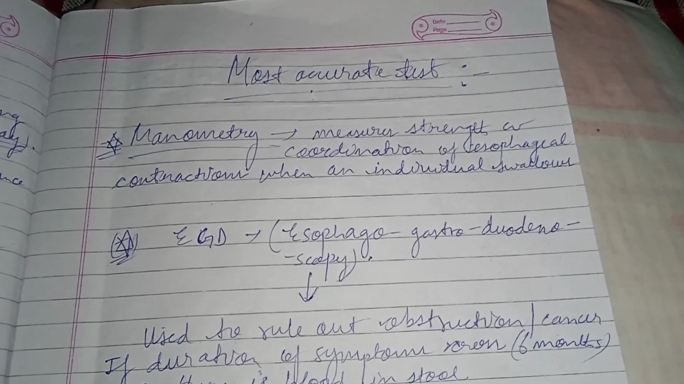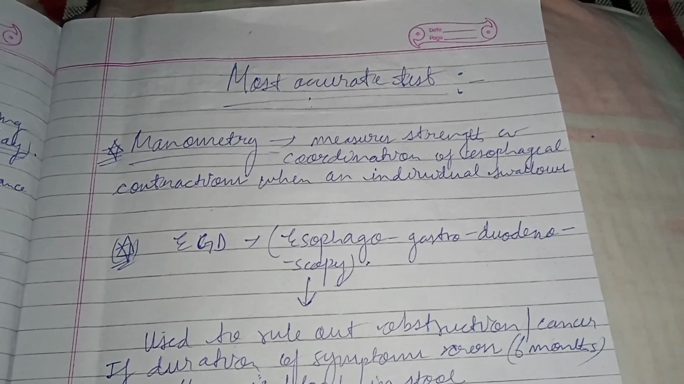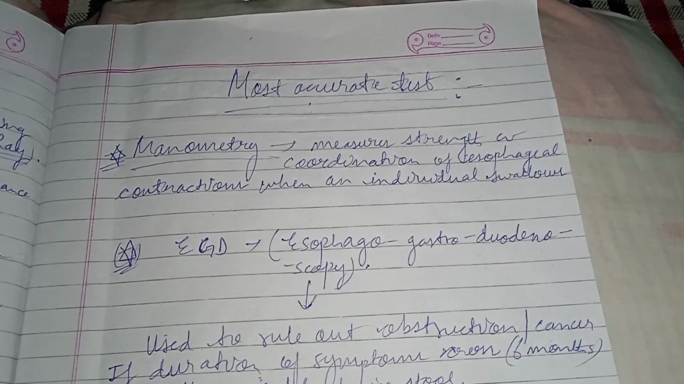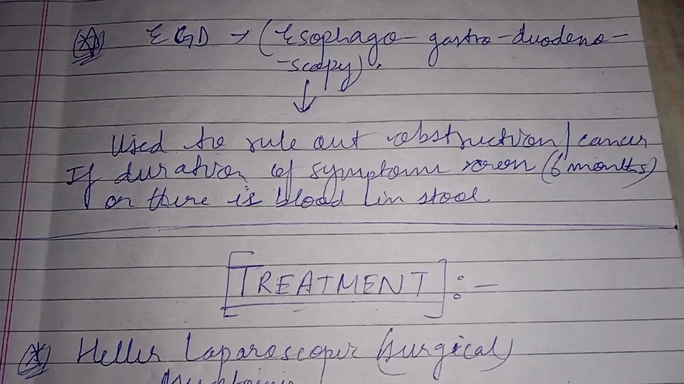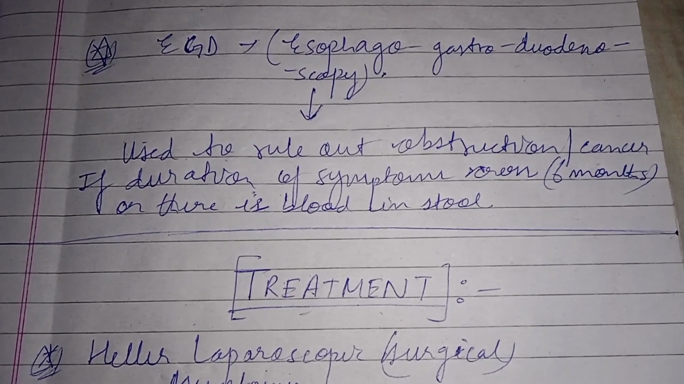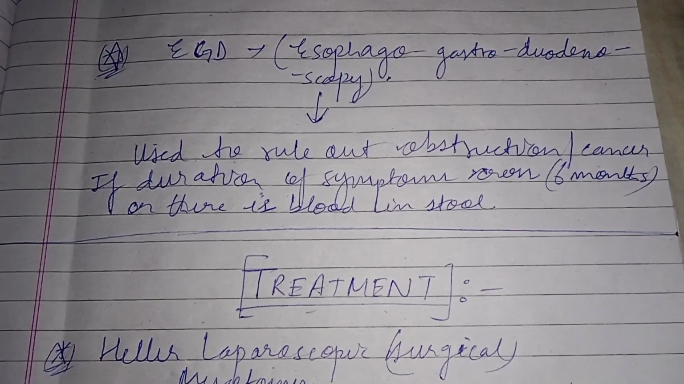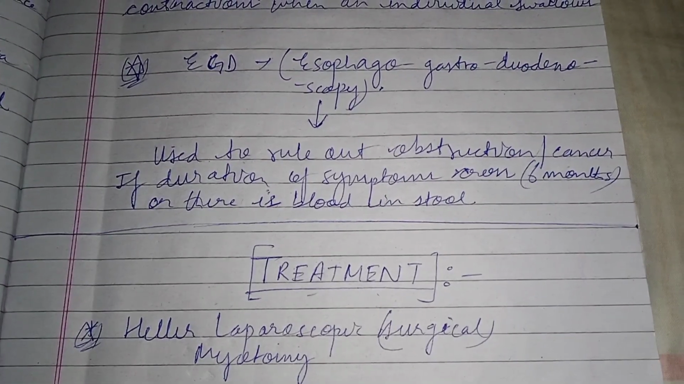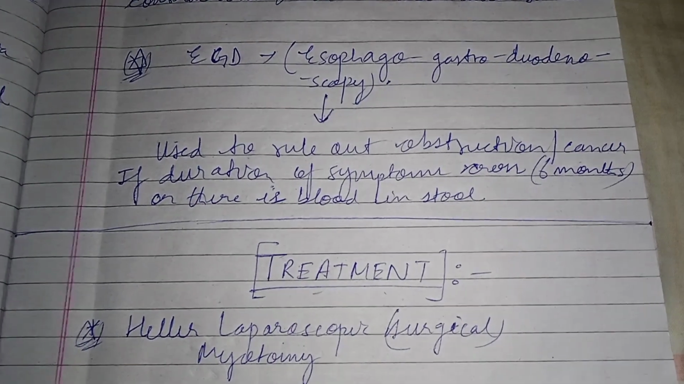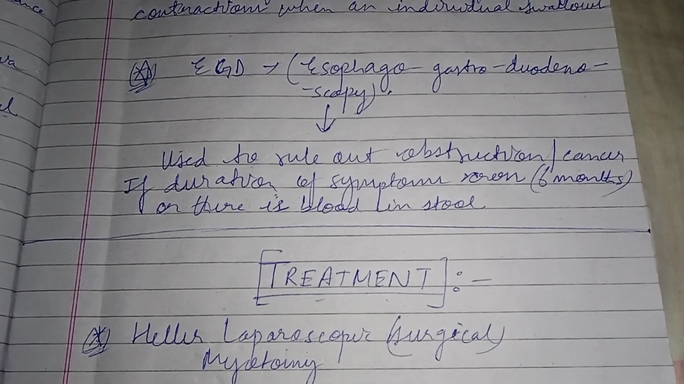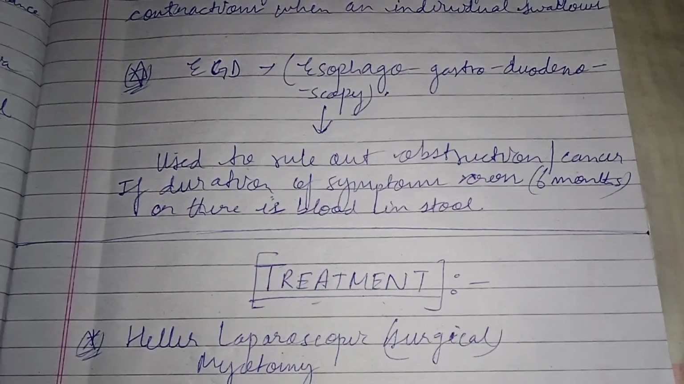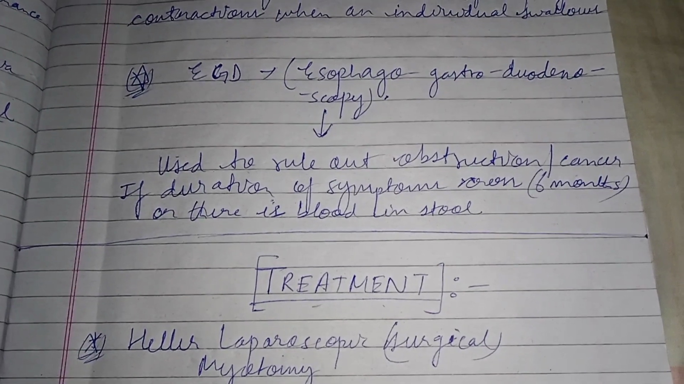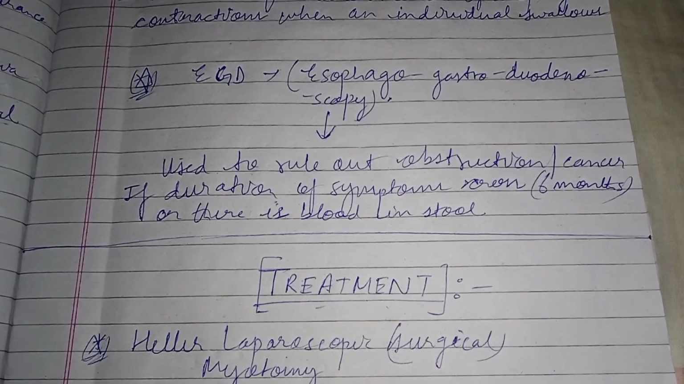Then EGD. What is this EGD? EGD stands for esophagogastroduodenoscopy. And what is this technique used for? This technique of EGD is used to rule out obstruction or cancer if the duration of symptoms crosses 6 months or there is blood in the stool. So EGD is done if there is blood in the stool or the duration of the symptoms exceeds 6 months. Then it is used to rule out obstruction-related cases.